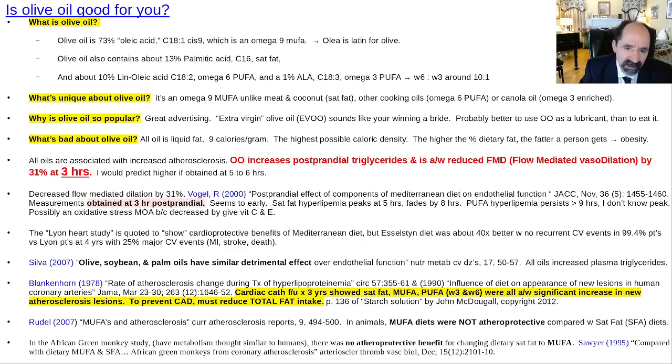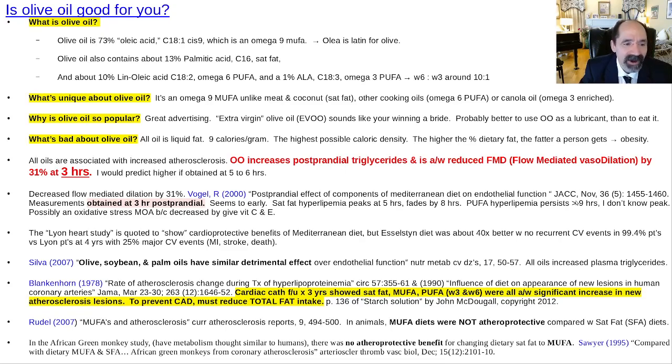So I don't know exactly when the peak is, but that'll suggest it's going to be later than 5 hours. And so what I'm saying is if they would have tested it later than 3 hours, I'll bet you they would have found a lot more impairment of flow-mediated dilation. So what I'm basically saying too is that study was almost, it sounds to me, designed to not make it look bad, and it still looks bad.